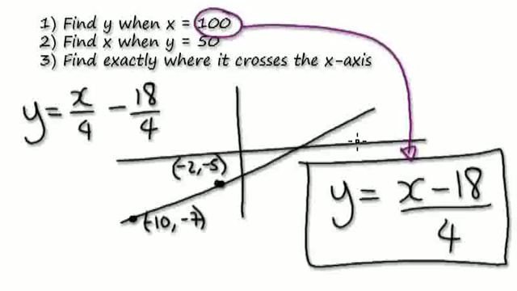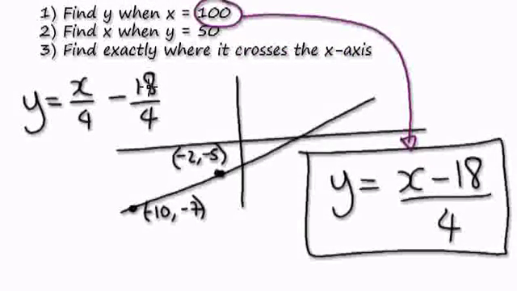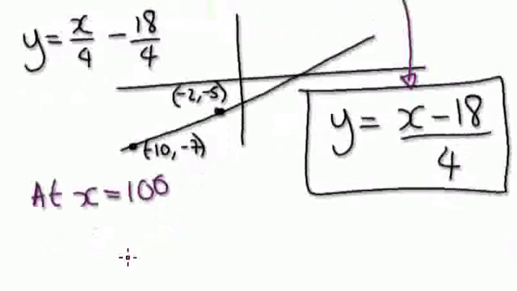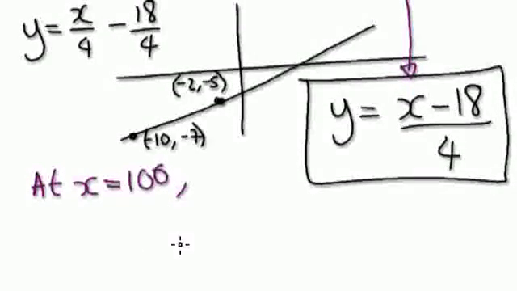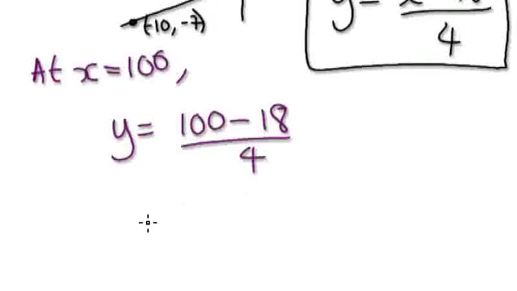So now we're putting 100 into the x. Find y when x is 100. So at x equals 100, just put the 100 into the x. So y equals 100 take away 18 over 4. 100 take away 18 would be 82 over 4.